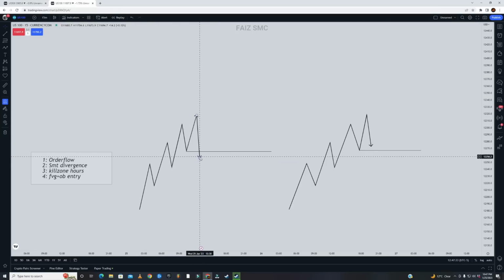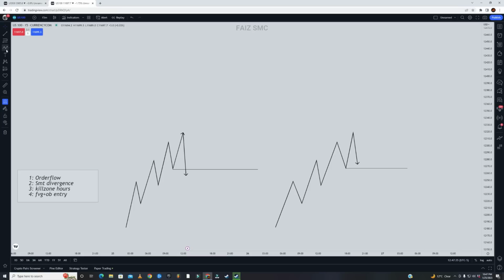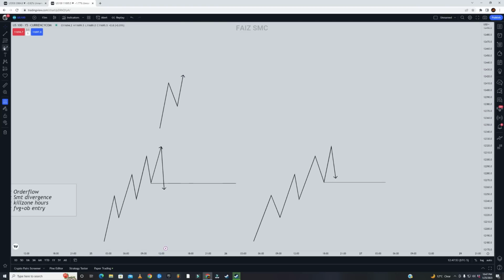So when you have the SMT divergence, so what is SMT divergence? It can be found between two correlated pairs or even three. For example, NAS 100 and S&P 500. So let's assume that NAS 100 made a higher high and S&P 500 failed to create another high. Now this right here is what I call SMT divergence, okay? A lot of ICT students, ICT himself, calls it SMT.